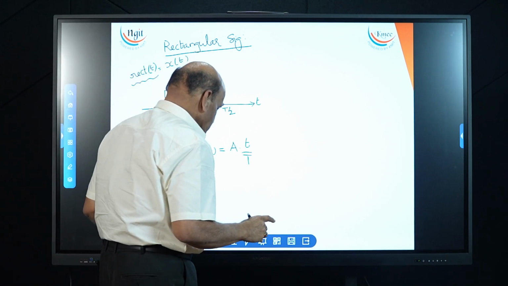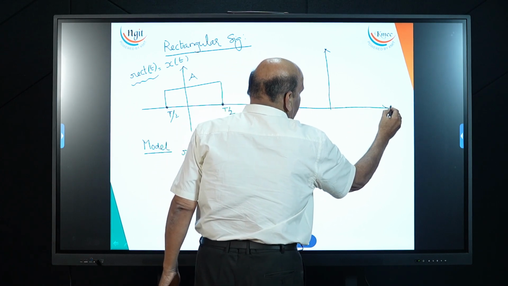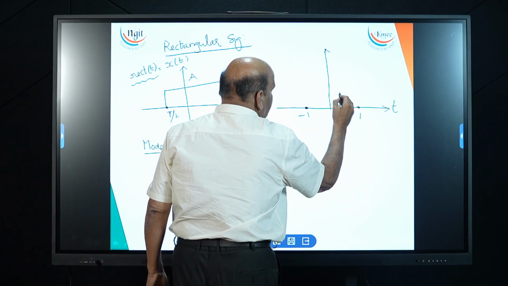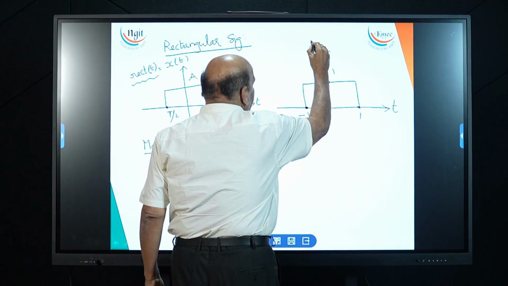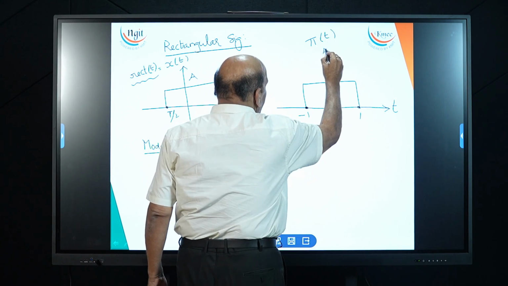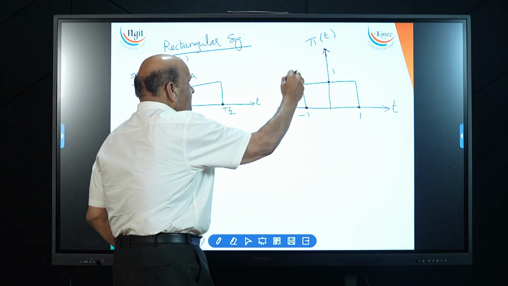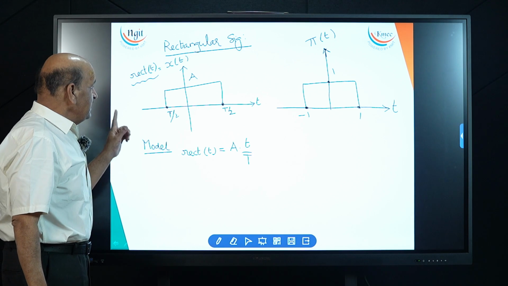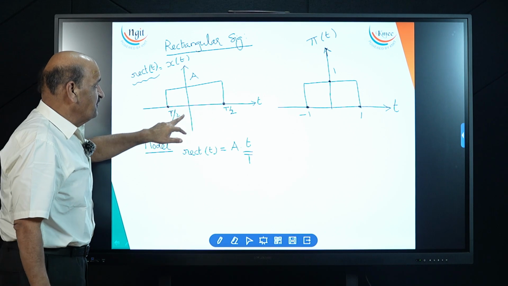Now just look at, if you take a signal, this is t, here the width of the signal is from minus 1 to 1, amplitude is also 1. This kind of signal is called pi of t signal, very much important. This is called pi of t signal. In mathematical notation, this is pi of t. Now, again students have to get a clear-cut difference between these two representations.